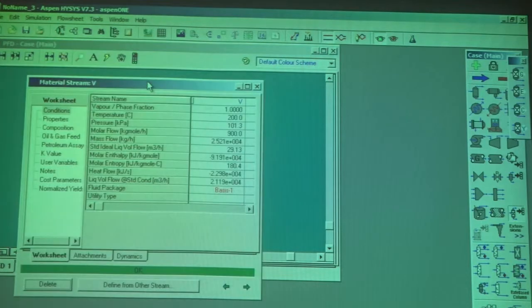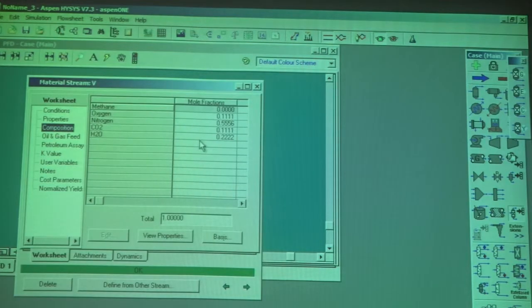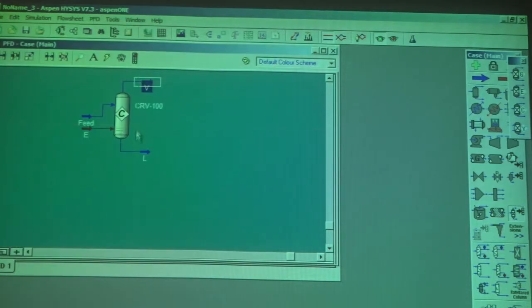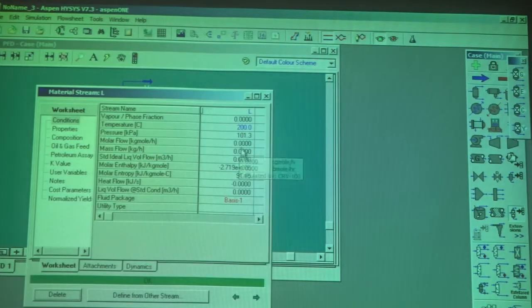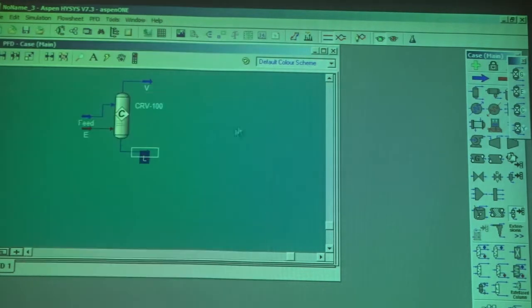We see here the stream composition of the product gas. There is no methane left because all the methane has reacted with oxygen. We used an excess of oxygen, so there is some oxygen that is left, nitrogen and CO2 and water. The liquid stream has a flow rate equal to 0, as you can see. The flow rate of the liquid stream is 0 because there is no liquid stream going out of the reactor. There is only a vapor stream going out of the reactor.